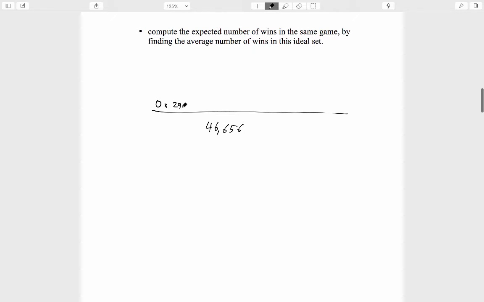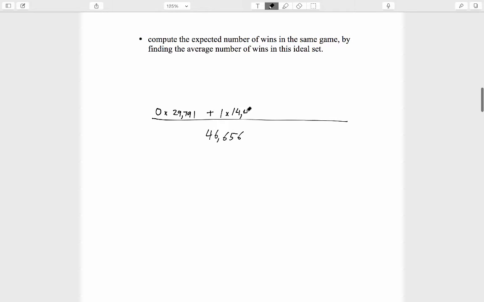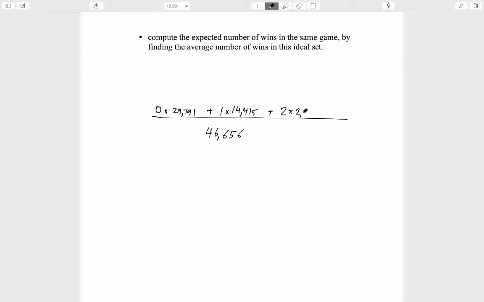In particular, 29,791 of them. You're also adding up a certain number of copies of the number 1, namely 14,415 of them. You're also adding a certain number of copies of the number 2, namely 2,325 of them. And finally, you're adding up a certain number of copies of the number 3, namely 125 of them. When you compute this, you end up with 19,440 divided by 46,656. So right there we can see that this is going to come out to be something less than 1. It will turn out that if you reduce this, it's exactly 5/12ths.